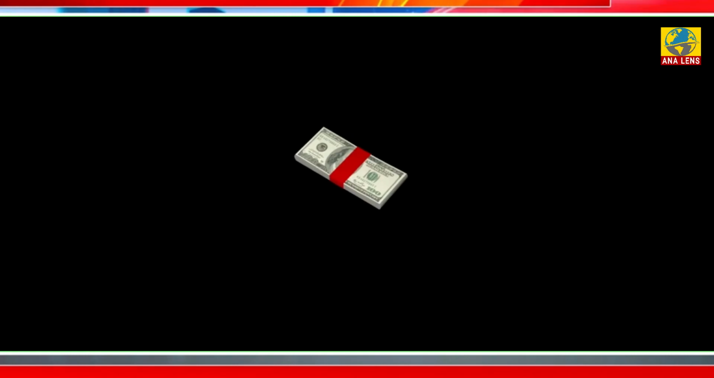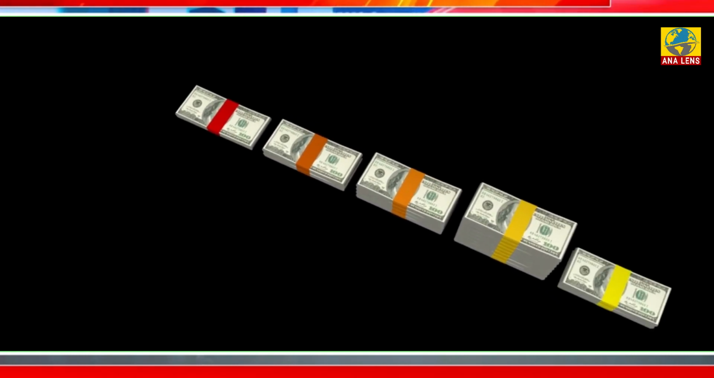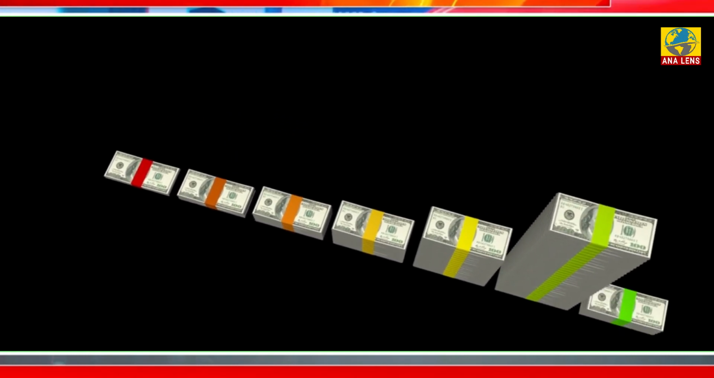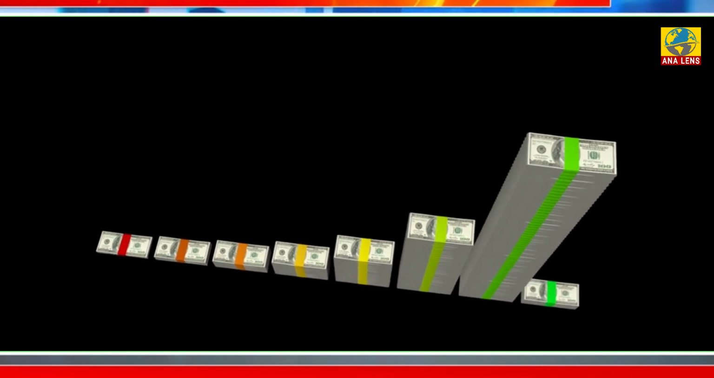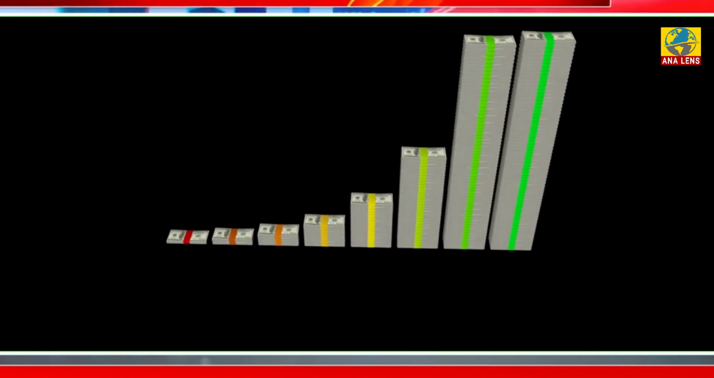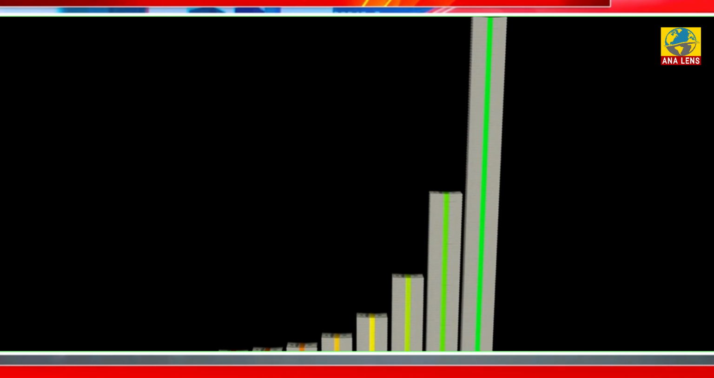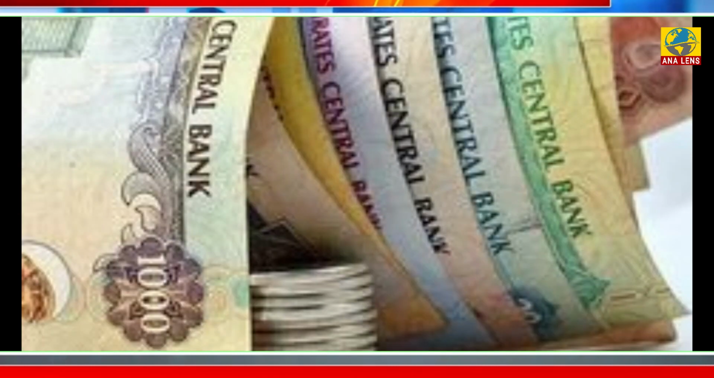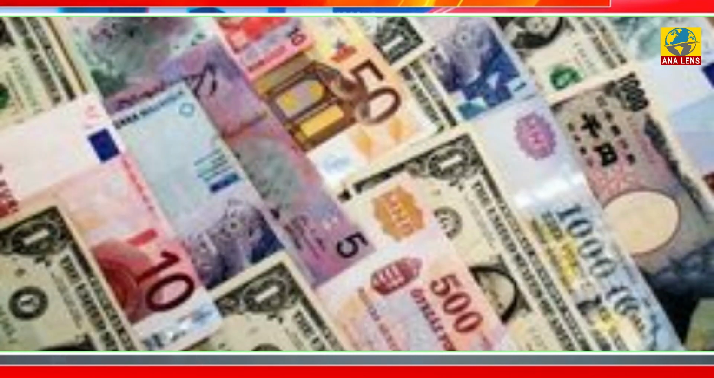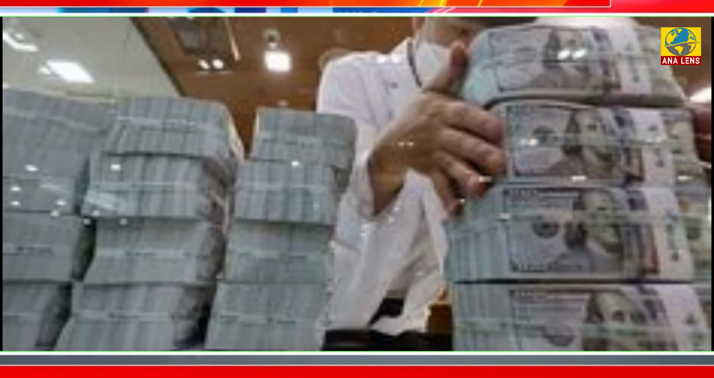Foreign exchange reserves are important because they help to ensure that a country has the resources it needs to meet its international obligations. They also help to stabilize the country's currency and prevent financial crises. In the next few minutes, I'll tell you more about how foreign exchange reserves work, how they are used, and why they are important. First of all, we discuss different components of foreign exchange reserves.